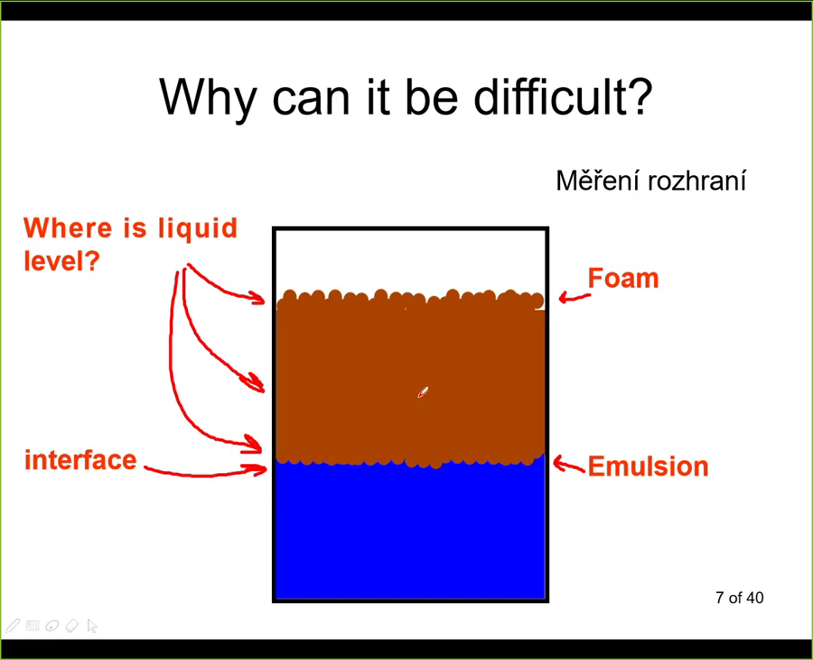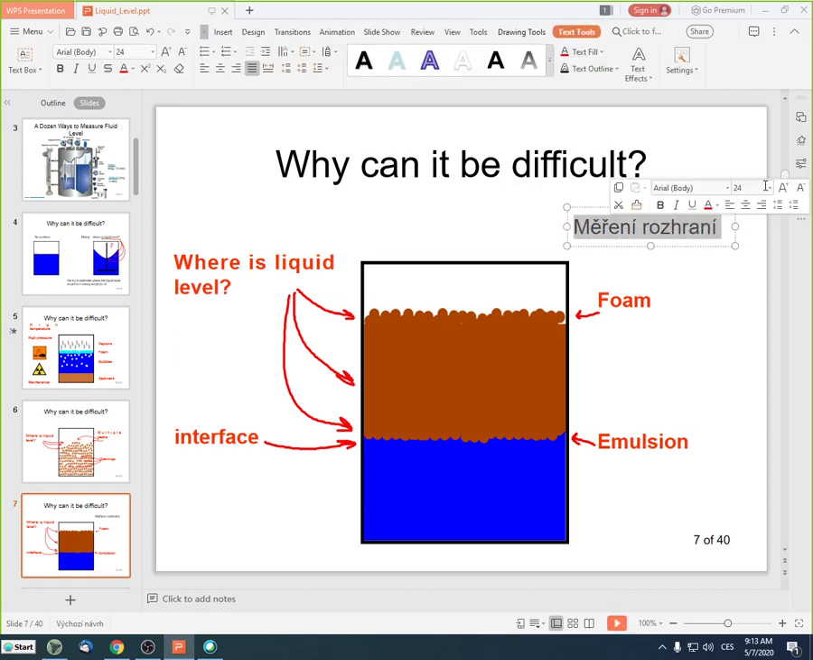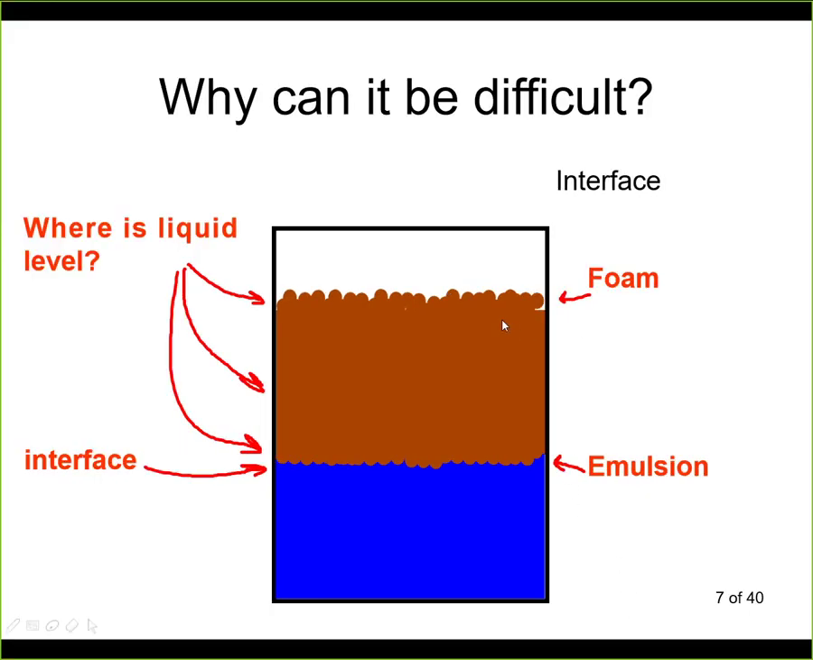The last thing, sorry, here I forgot to change it from Czech, so let me just do it very quickly. This is interface. So if we want to measure the interface between two components, we may only use a certain group of sensors.